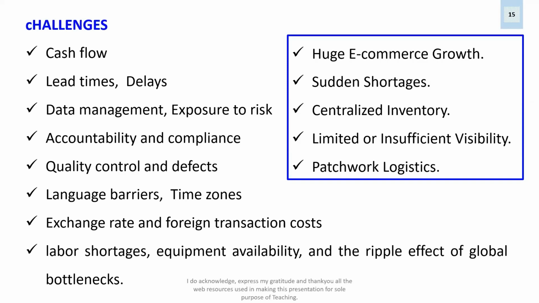Quality control and defects. See, it's a human and machine interface operations. So the quality control and defects do happen. There are best practices put in, best quality management procedures are put, best quality management standards are being adopted. But still, it remains an area of challenge.